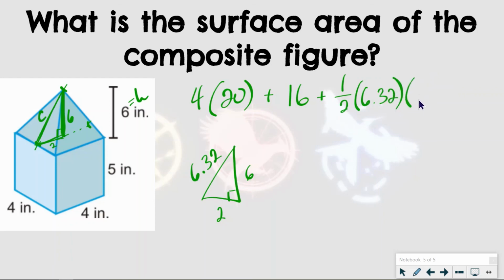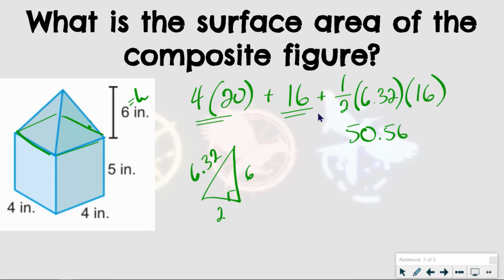This P stands for perimeter of the base. So the base of this shape is a square, really just adding up those 4 sides. So that's going to be 16. So the lateral area of that pyramid is 50.56. Then we're going to add in the 80 and 16 plus 96 equals 146.56 inches squared.